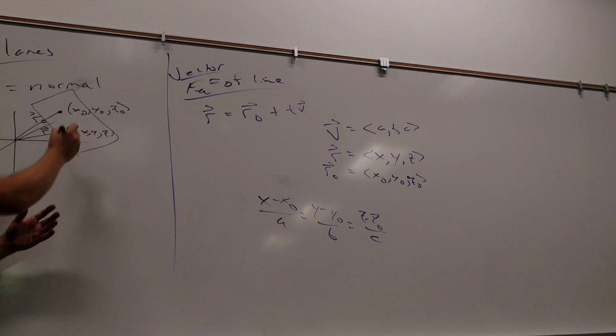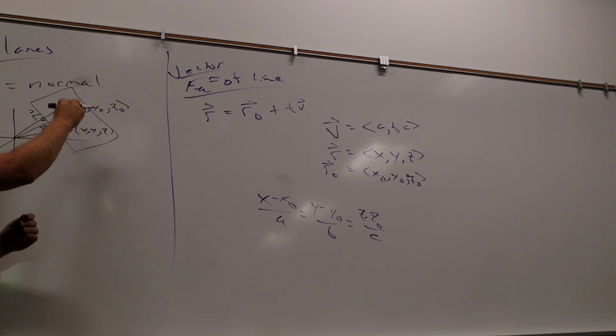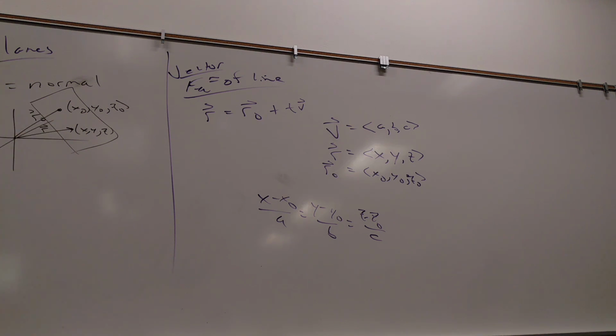So the idea is, if the normal is perpendicular to this plane, what's a vector in that plane using what we've got? What do I know that's in the plane that's up here on the board right now? What's in the plane? It's a really weird question. X, Y, Z is in the plane?